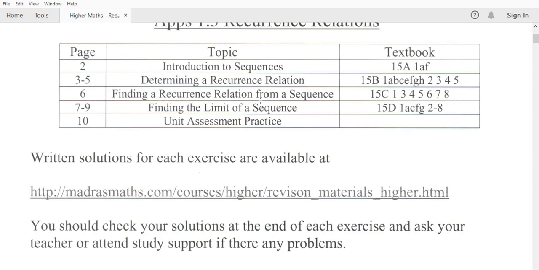So exercise 15D, let's have a go at the questions. Finding the limit of a sequence, 15D, 1 A, C, F and G, and questions 2 to 8.